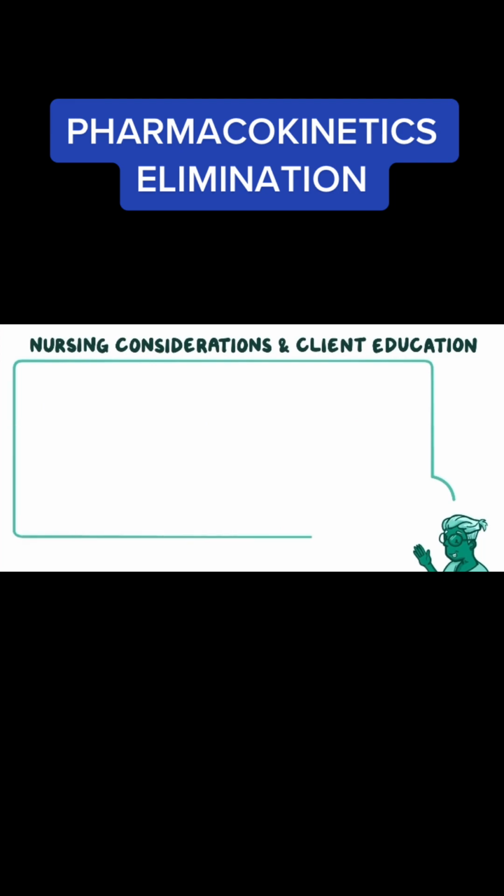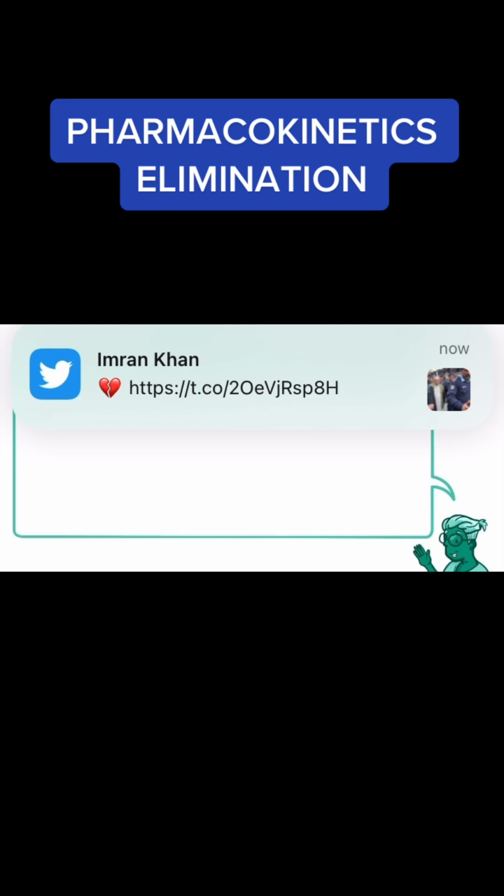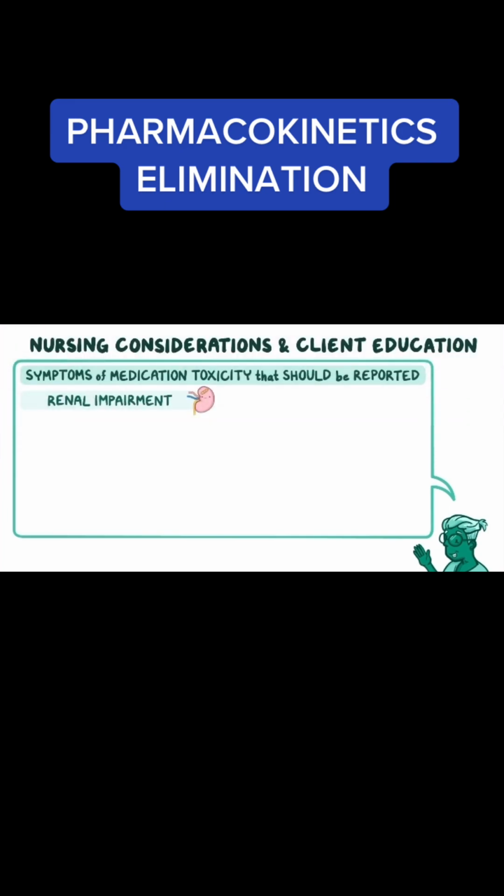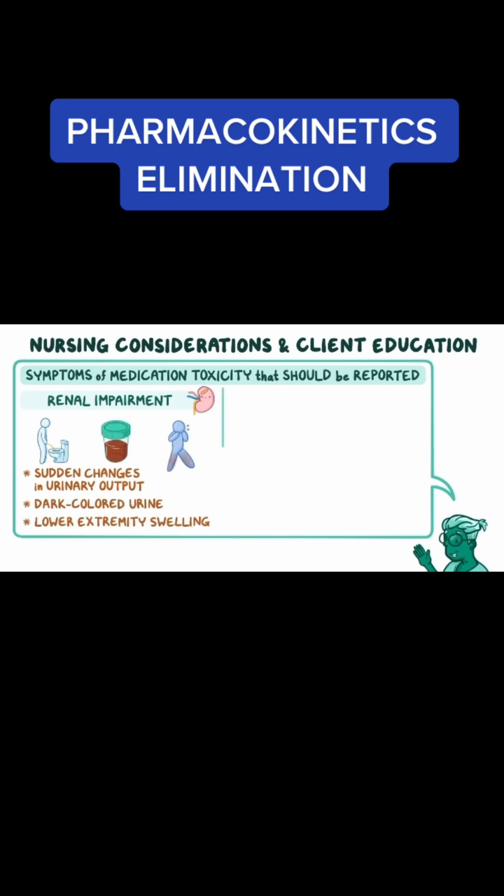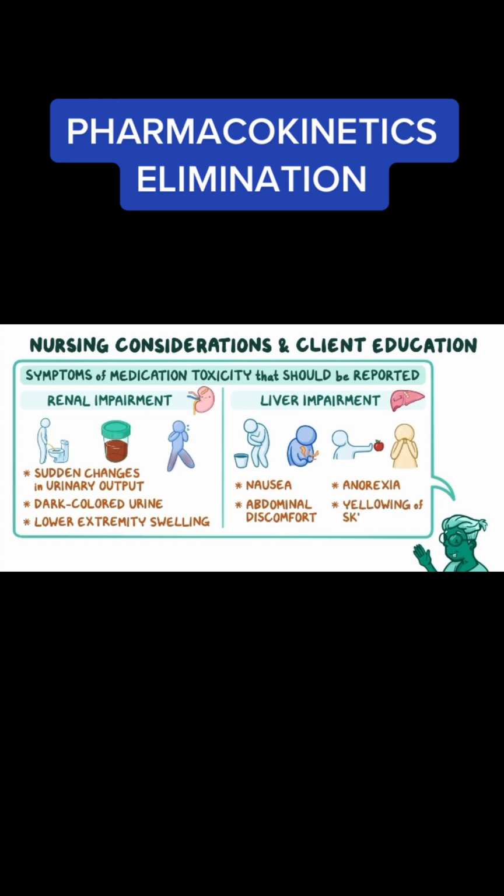Now, you'll also need to teach your client about their medication, including symptoms of medication toxicity that should be reported. Explain the importance of recognizing symptoms of renal impairment, like sudden changes in urinary output, dark-colored urine, or lower extremity swelling. Likewise, teach them to recognize symptoms of liver impairment, including nausea, abdominal discomfort, anorexia, and yellowing of the skin or eyes.